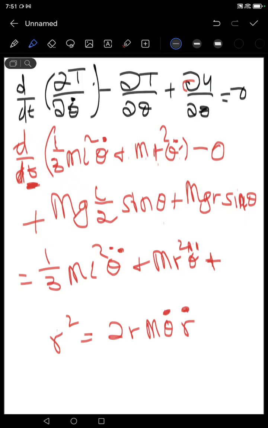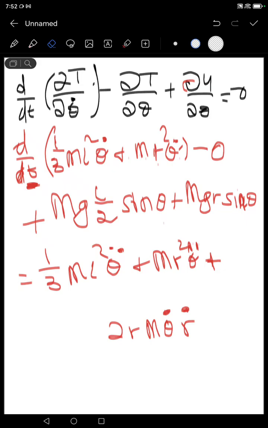I think I understand. With respect to time, I'm going to have to add another r dot, with that velocity. Yes. So it's going to be plus 2r m theta dot r dot.